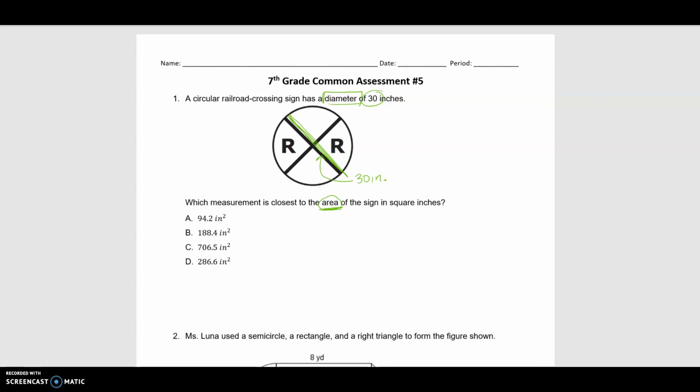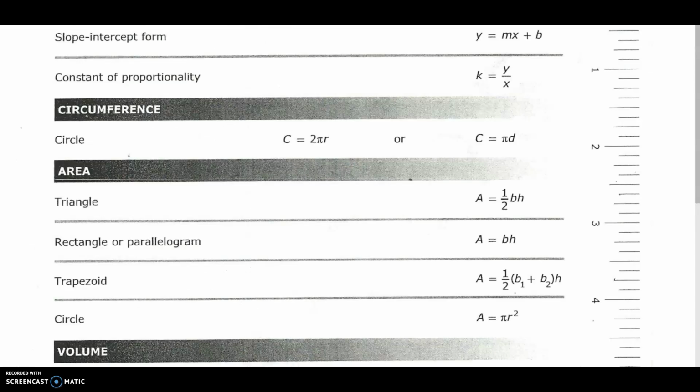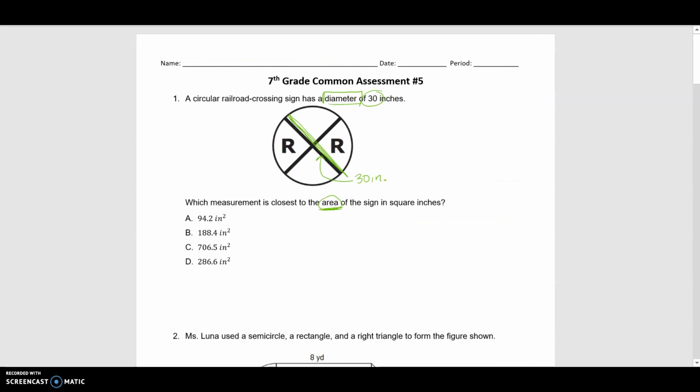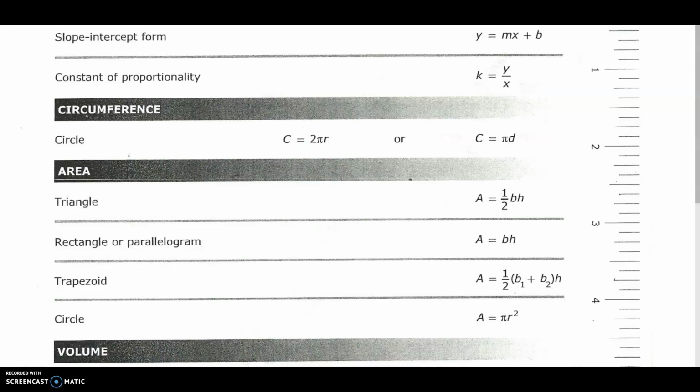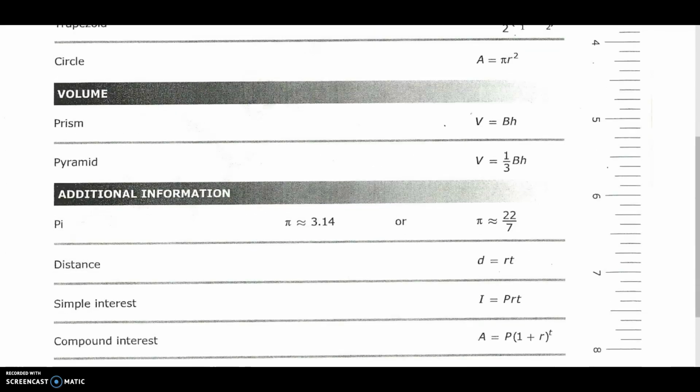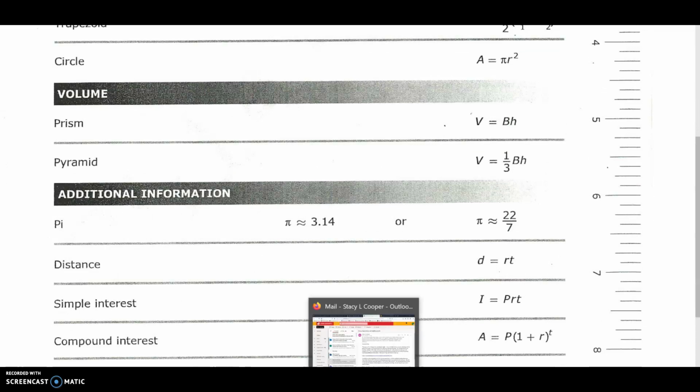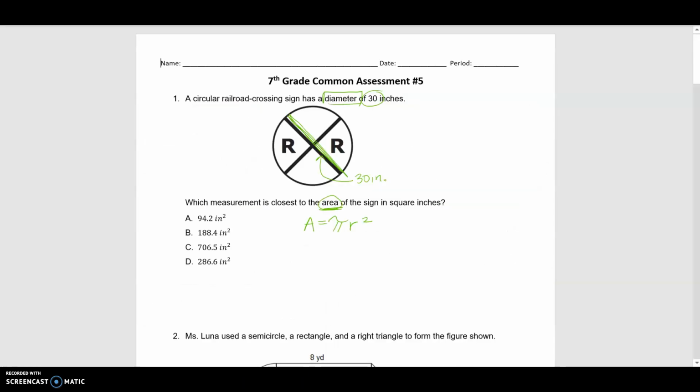So I'm going to go to my handy dandy formula chart, and I'm looking in the area section right now. Area of a circle is pi r squared. So I'm going to go back and write area equals pi r squared. Okay, so I'm going to plug things in. Pi, it says here, is 3.14, or 22 over 7. I'm going to use my 3.14. And then I need my radius squared.